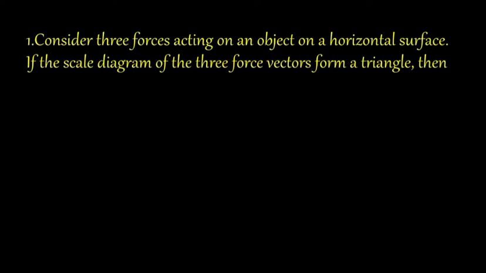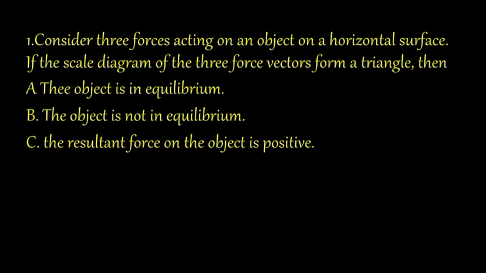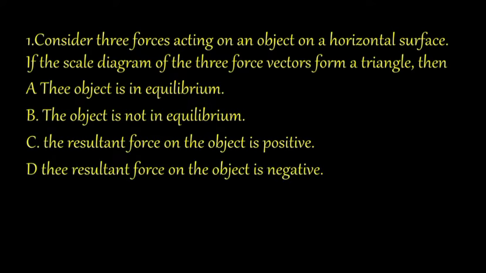Consider three forces acting on an object on a horizontal surface. If the scale diagram of the three force vectors form a triangle, then A. the object is in equilibrium. B. The object is not in equilibrium. C. The resultant force on the object is positive. D. The resultant force on the object is negative.